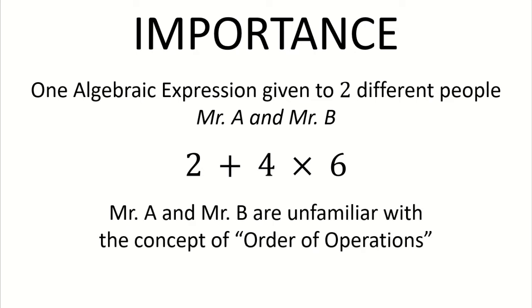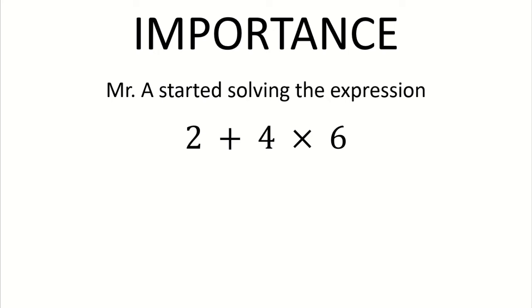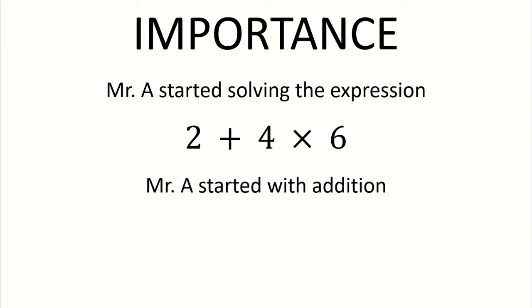Also, keep in mind that they are unfamiliar with the concept of PEMDAS. They are totally oblivious of the notion of order of operations. So they are going to perform the operations the way they want. Alright, so the first person, Mr. A, loves to do addition. He is just so good at it. So he added 2 and 4 and got the answer 6.